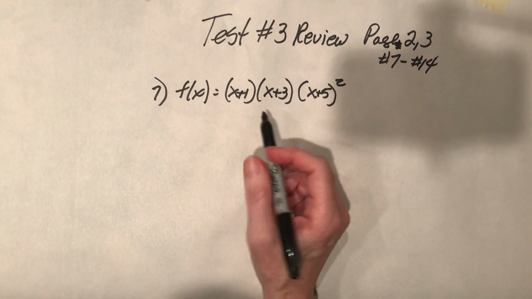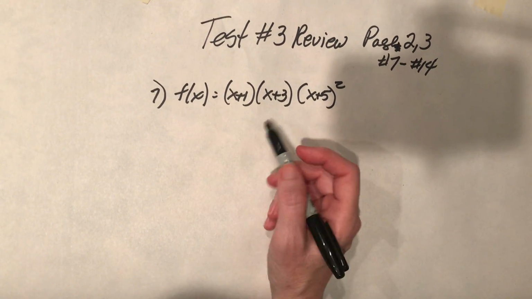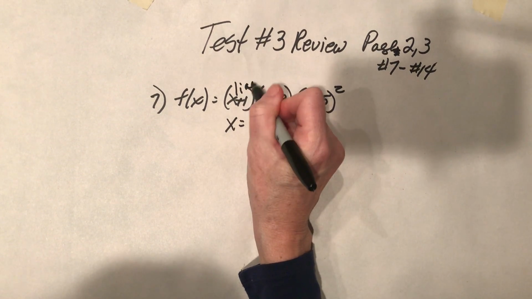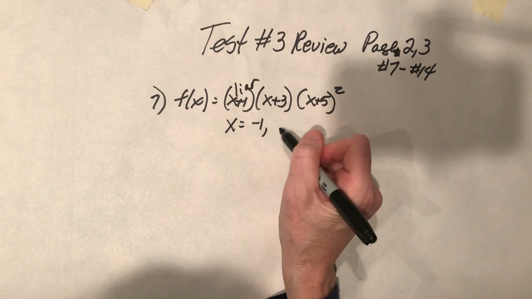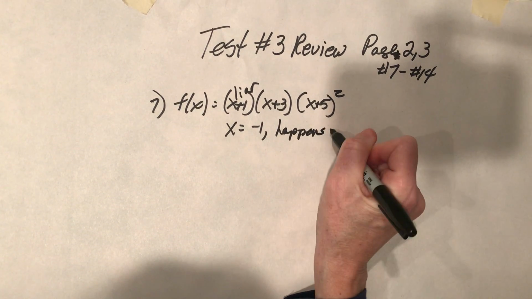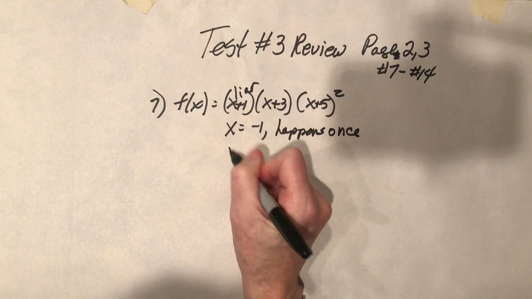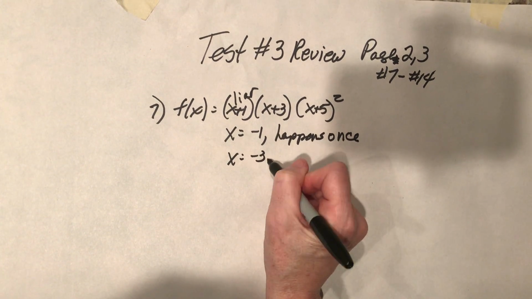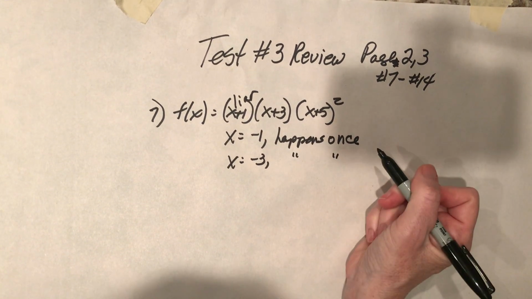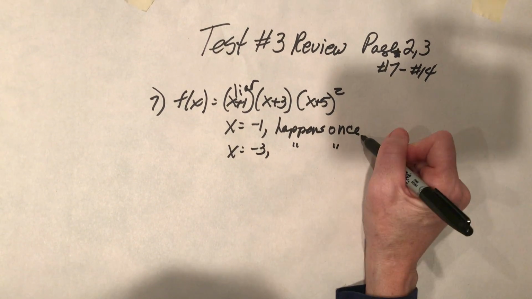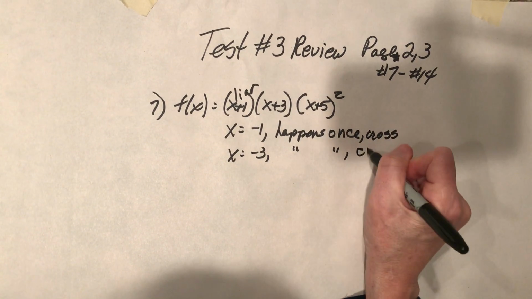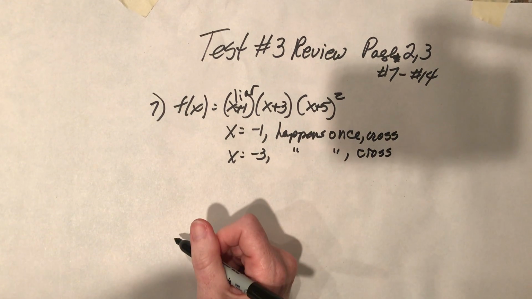First thing we need to look at is the different zeros. So we've got a 0 here at -1. Remember, this is a liar. All of these are liars. So we've got a 0 at -1, and that's going to happen just once. We've got a 0 at -3, and again, because it's raised to the first power, it's only going to happen one time. And because it only happens one time, it's going to cross the x-axis. It's going to go screaming through the x-axis.